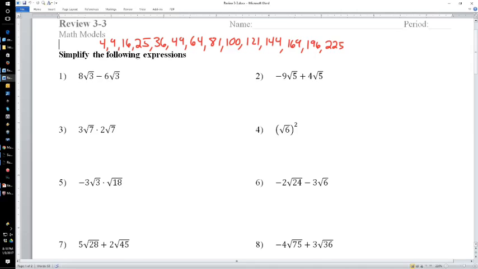So whenever we're reducing a radical, you want to divide by one of these 15 or so perfect squares so that you can reduce and take the square root of it. Alright, so you're going to come across really two different types. You're going to be adding or subtracting, or you're going to be multiplying. When you're adding or subtracting, it's like adding or subtracting like terms.